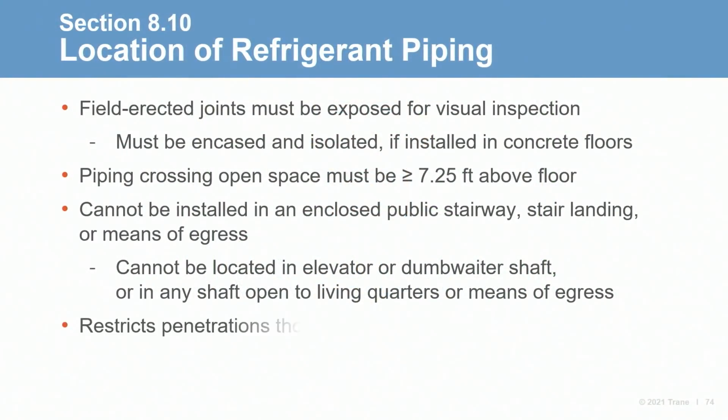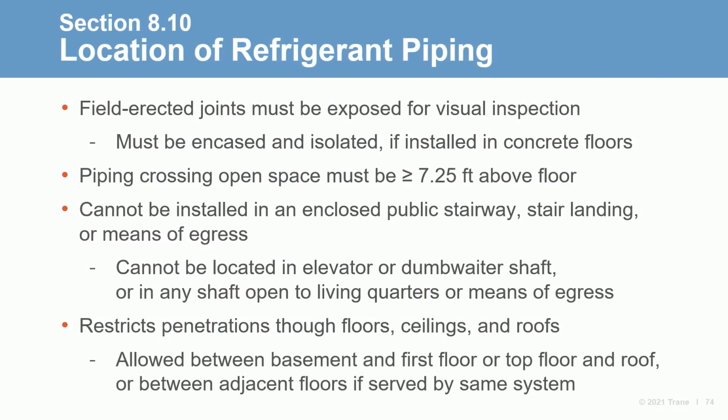And finally, the standard restricts pipe penetrations through floors, ceilings, and roofs, but there are several exceptions. For example, penetrations are allowed between the basement and first floor, or between the top floor and the roof or mechanical penthouse. And the standard also allows penetrations between adjacent floors if they're served by the same system. Depending on the installation, these requirements can sometimes be a challenge for systems that use interconnecting piping.